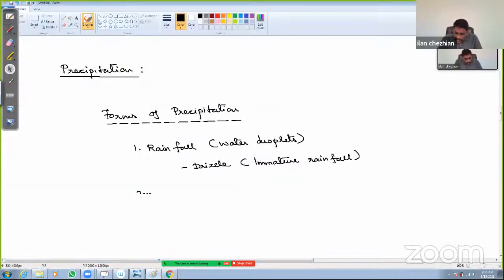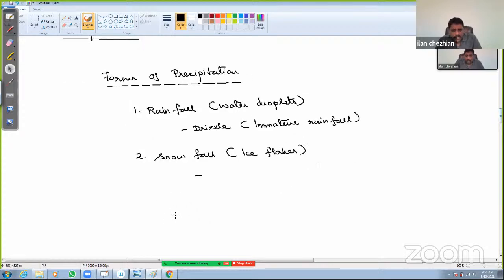Similarly, when I talk about snowfall, what exactly is snowfall? Snowfall is nothing but ice flakes. Am I right? If I have ice flakes falling, you call it snowfall. And when I ask what is drizzle to rainfall, similarly we also have forms of snowfall, my friend.